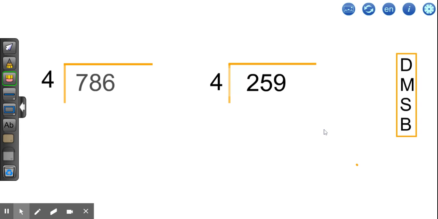Hi, boys and girls. We are going to do some long division. We are going to divide 786 by 4, and we're going to use the divide, multiply, subtract, bring down steps, or does McDonald's sell burgers?